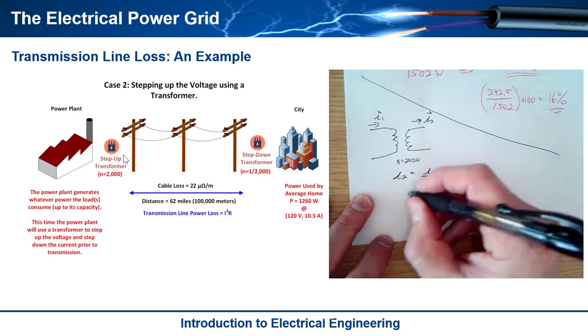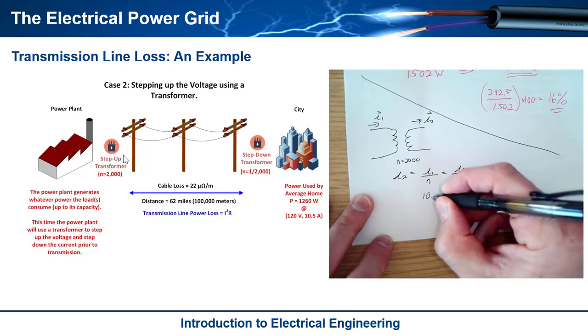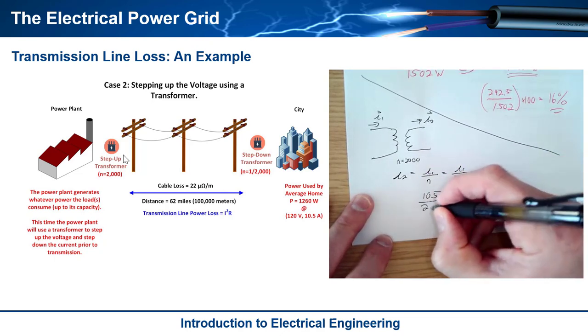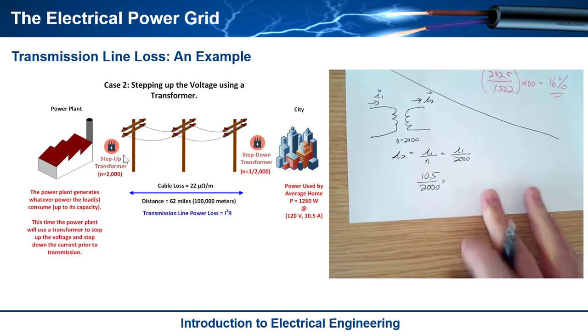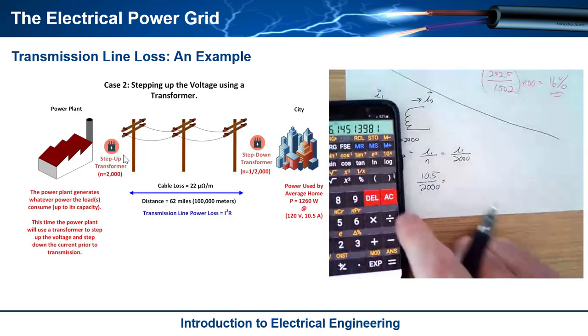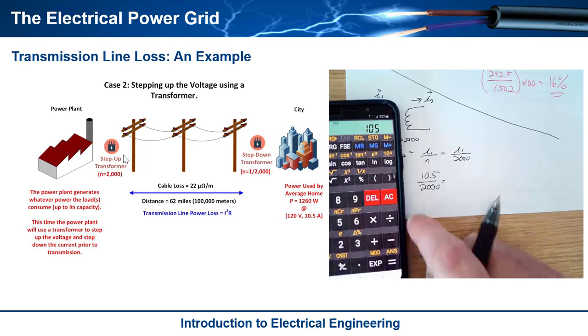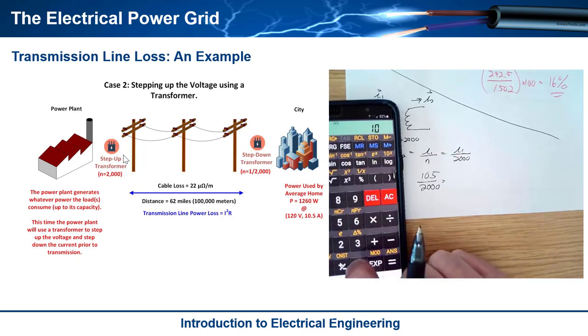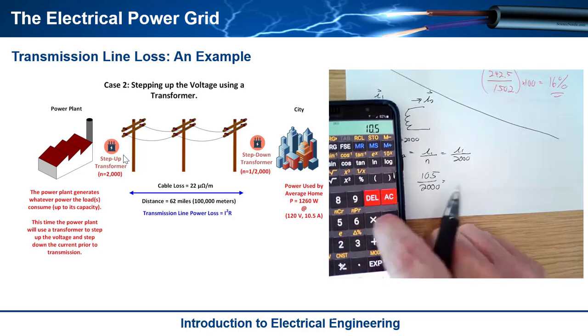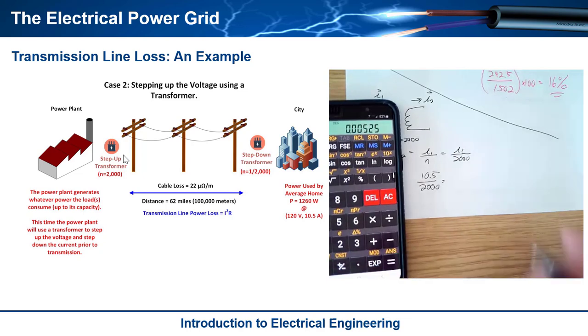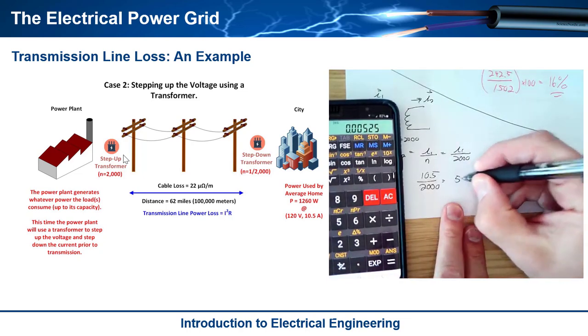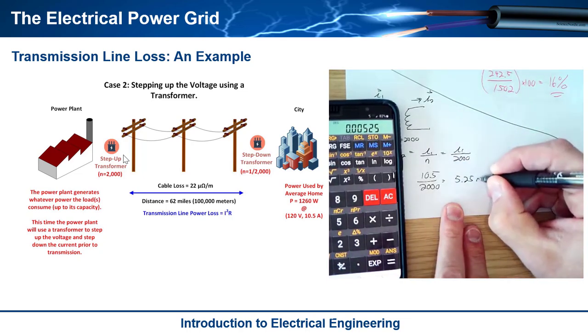So the current that we started with was 10.5, and now we're going to divide that by 2,000, and now we have this very small current. Let's take a look at what that is. So 10.5, and we're going to divide it by 2,000. And so we end up with this 5.25 milliamps.